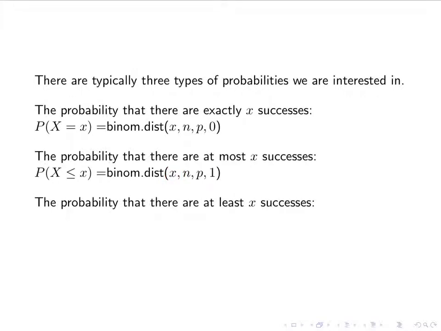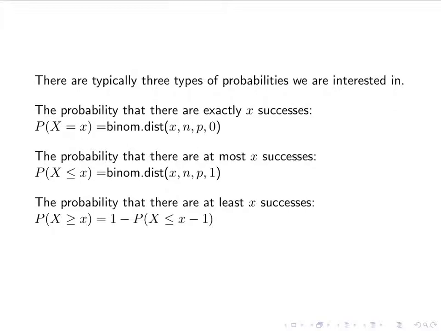And then the third type is the probability that there are at least x successes. So again, mathematically, this is the probability that X is greater than or equal to x. So notice the difference. At most x successes is less than or equal to. At least x successes is greater than or equal to. Any number that's at least 5 is 5, 6, 7, 8, any number that's bigger than or equal to 5.